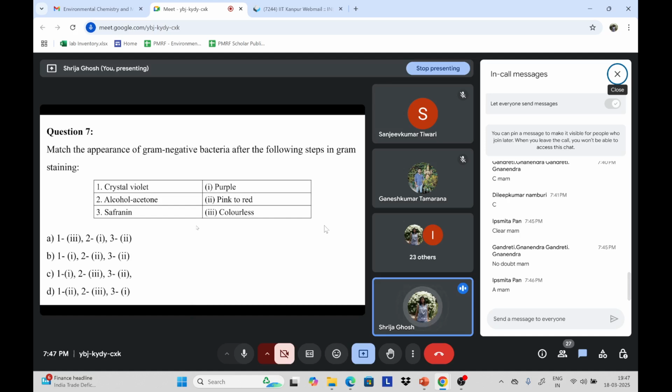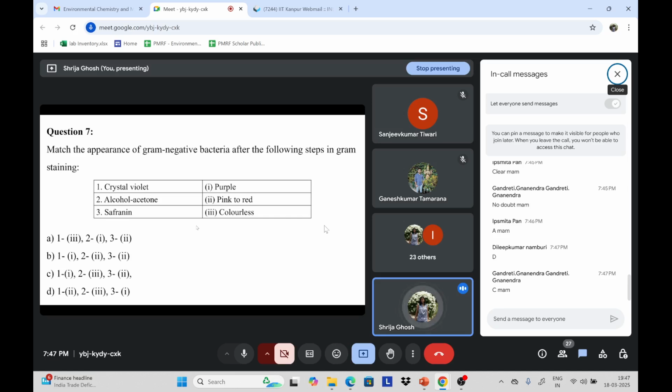Read the name of the dyes and try to at least guess. Dilip Kumar says option D. After crystal violet, it would be pink. After alcohol acetone, it will be colorless, and safranin, it will be purple. Okay.